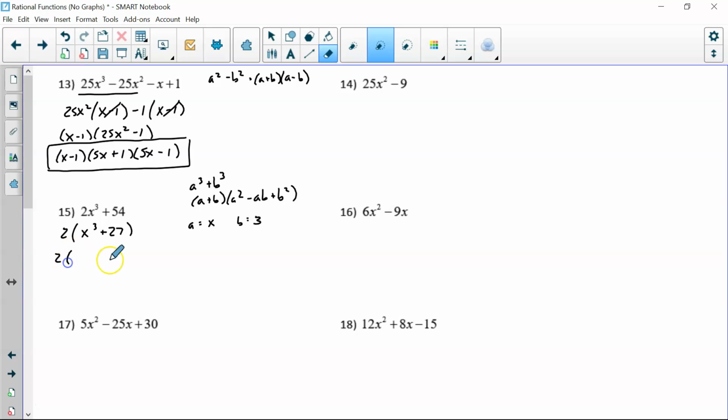So it's 2, and now we just fill in our values. A plus b, so it's x plus 3. A squared, so it's x squared. Minus a times b, so minus 3x, plus b squared, and 3 squared is 9. That polynomial is completely factored.